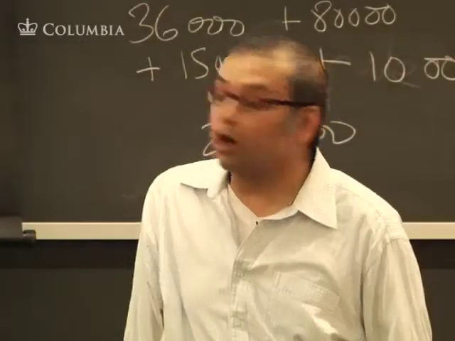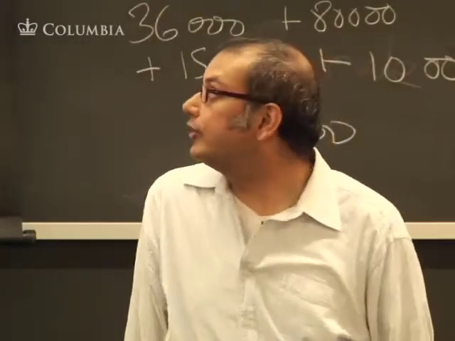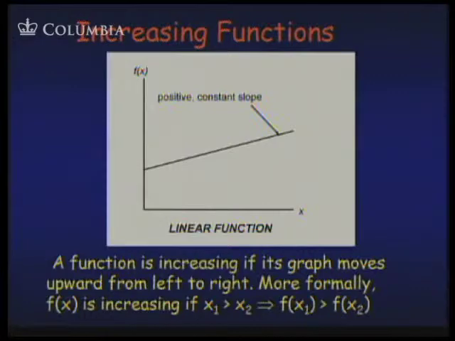Let's talk about slopes of linear functions. A function is increasing if its graph moves upward from left to right. Okay, so this I'm sure you've seen before. The input, the output, when you draw the graph, that is the set of all points that satisfy that rule, if that line is increasing, then we call it an increasing function.